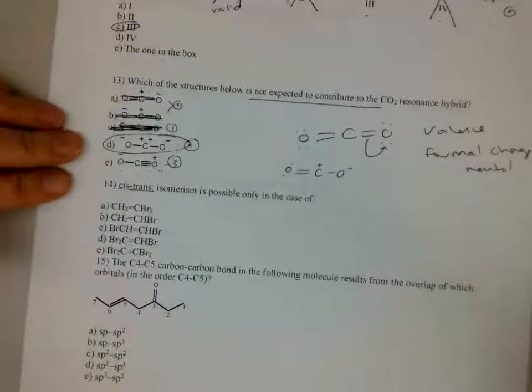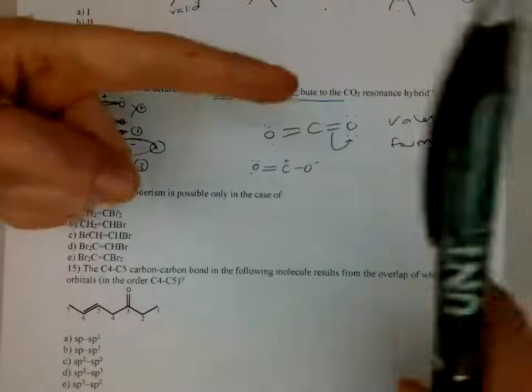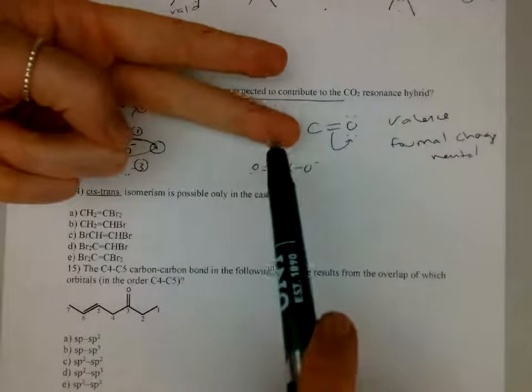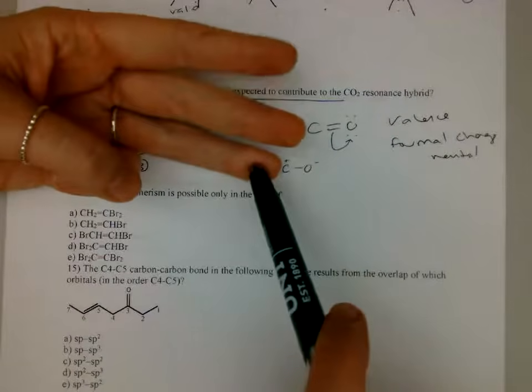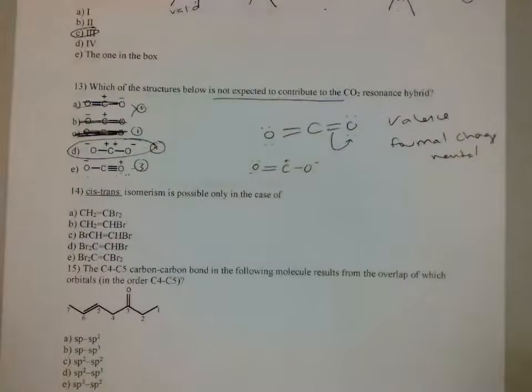Kind of a hard question because you really have to know a lot about what the Lewis structure looks like, how the electrons are going to move, and then which structure is the most stable. It's a lot to know all at once.